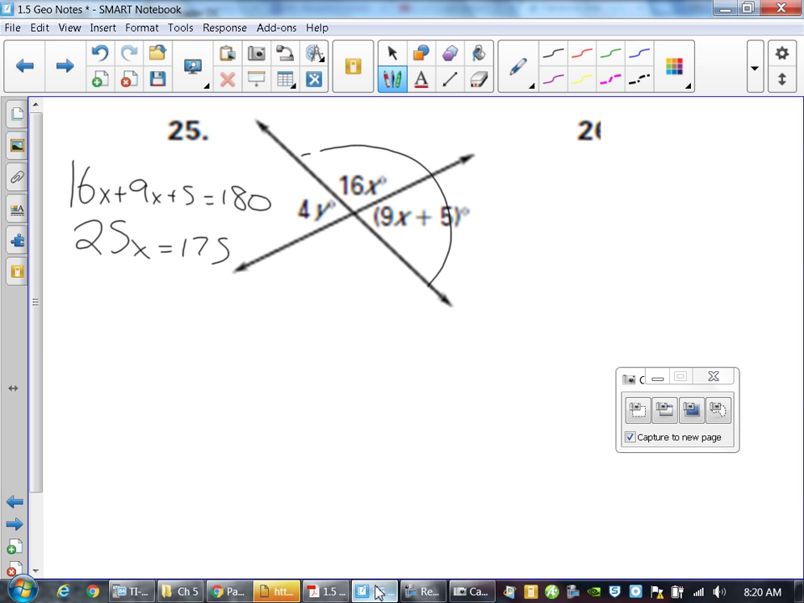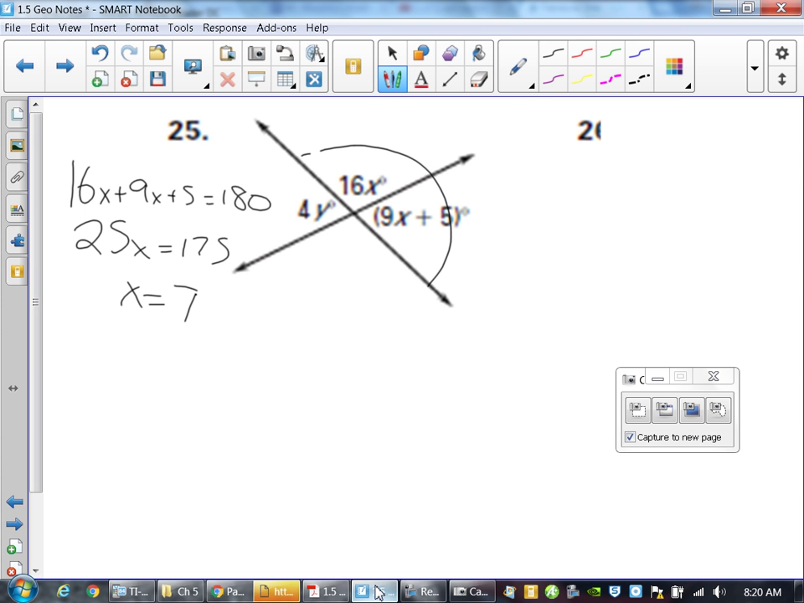How many quarters are in $1.75? 7. What do I do with that 7 then to help me solve for y? Plug it in for x. 16 times 7 is some number.